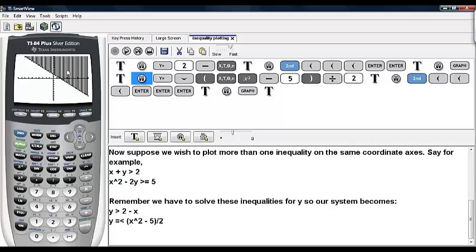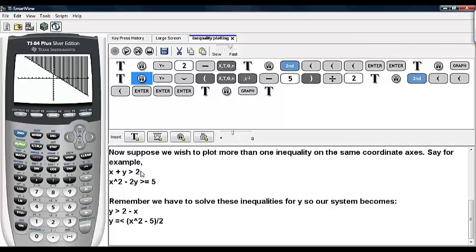Let's go ahead and hit graph. And here we see shading above the line. Now suppose we wish to plot more than one inequality on the same coordinate axes. Say for example we have this system.